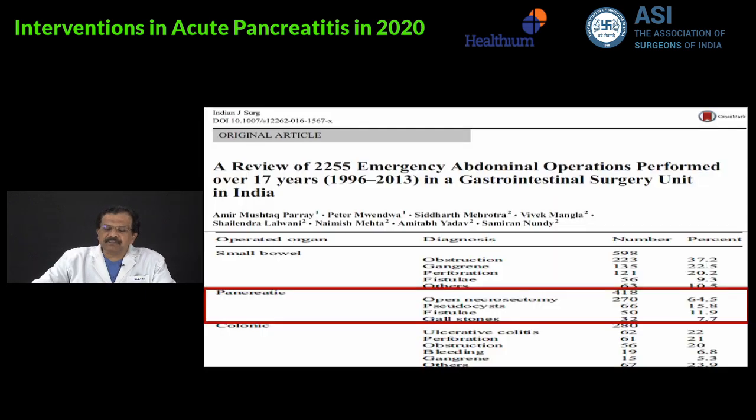Now let us see some data, a beautiful huge data set that has come from our own country, from Gangaram Hospital, to show that all these patients who underwent emergency procedures, you can say this open necrosectomy still remains one of the primary modalities to treat these patients with walled-off pancreatic necrosis with extension.